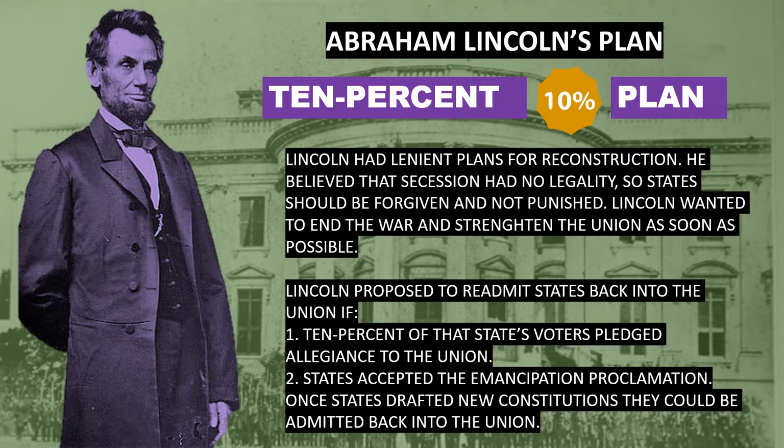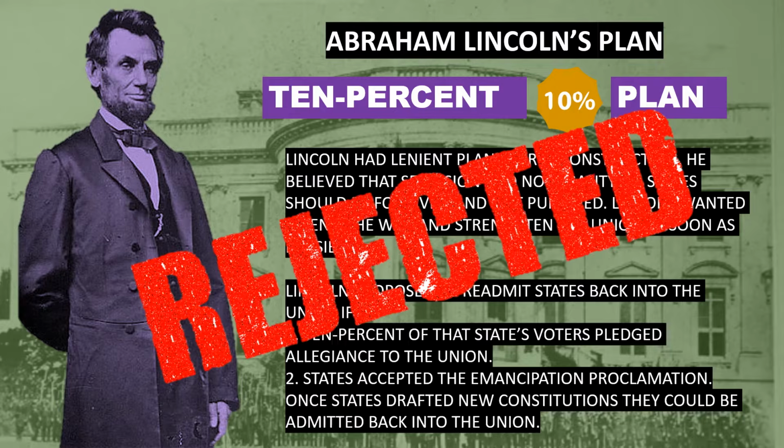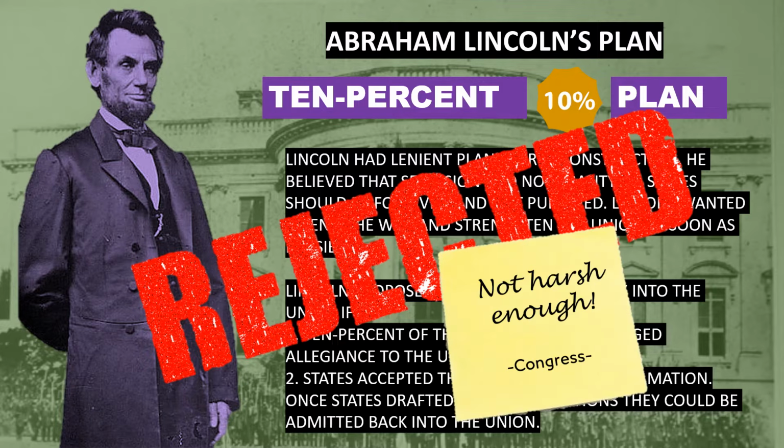Lincoln proposed to readmit states back into the Union if 10% of that state's voters pledged allegiance to the Union, and states accepted the Emancipation Proclamation. Once the states drafted new constitutions, they could be readmitted back into the Union. His plan was rejected by Congress. Congress thought that Lincoln had not been harsh enough with Confederate leaders and seceding states.